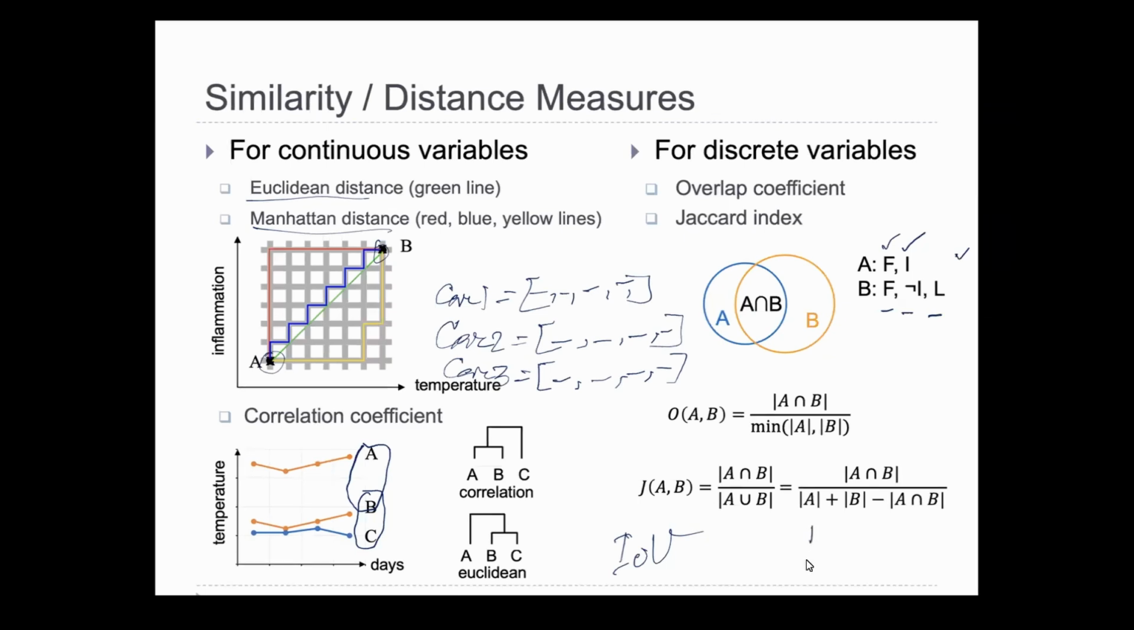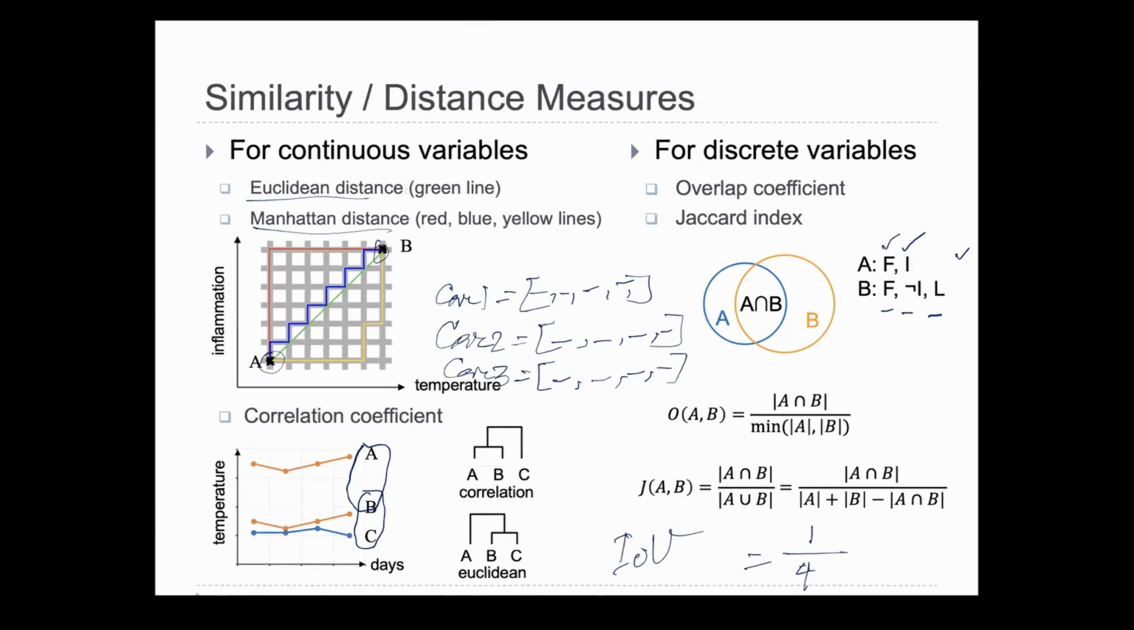The number of common features is 1, just fever is common. The number of uncommon features is 3: inflammation, not inflammation, and positive lab test result. And if you take intersection over union, then union means basically common plus uncommon. So union is 4. There are 4 different feature values: fever, inflammation, not inflammation, and positive lab test result. So in that case, 1/4 would be your similarity metric.